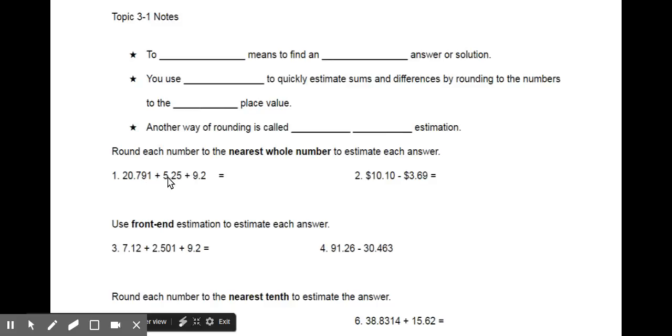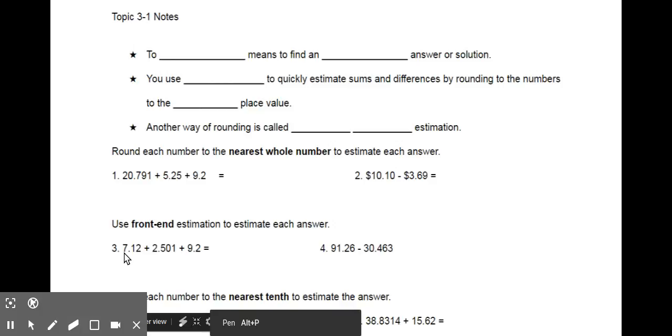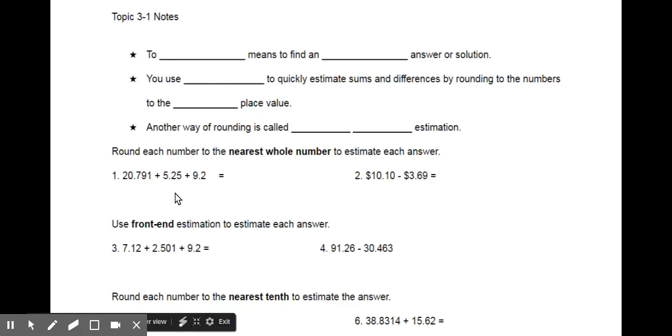This 5, look 1 to the right, it's a 2, which is less than 5. So that stays as 5. And then you have 9.2. That 2 is smaller than 5, so that stays as 9. So you would have 21 plus 5 plus 9, and when you add all of that together, you get 35. So that's just estimating. Obviously, once you add in all of these decimals behind the whole numbers, the answer is not going to be a solid 35, but it should be close to 35, which is why we estimate.